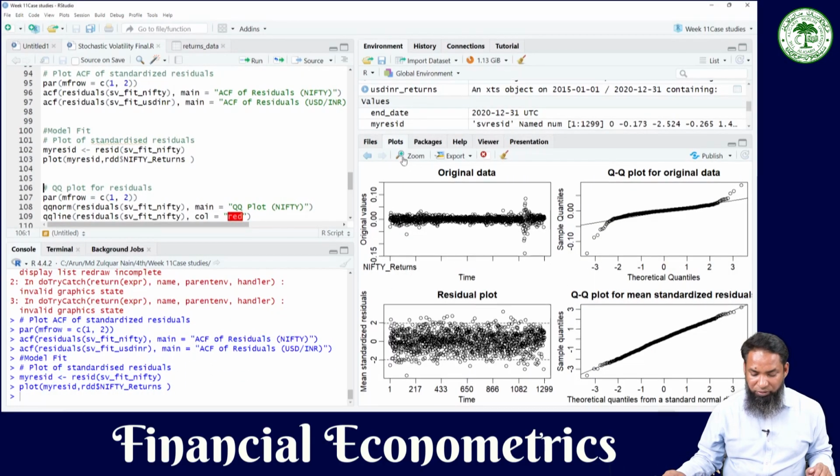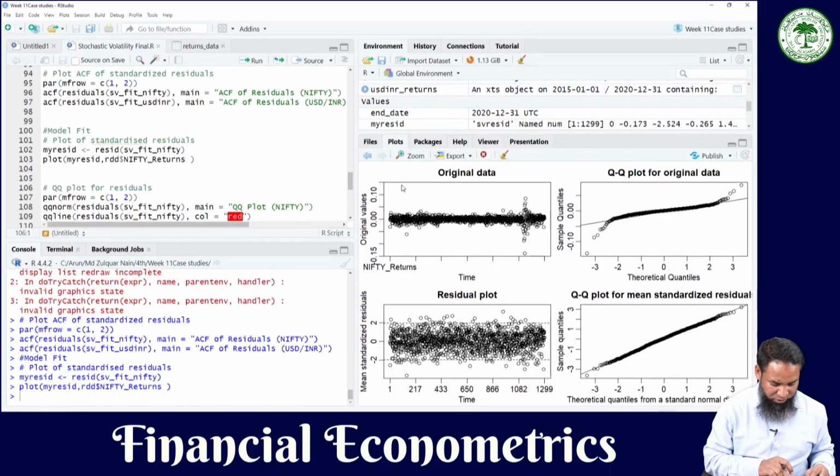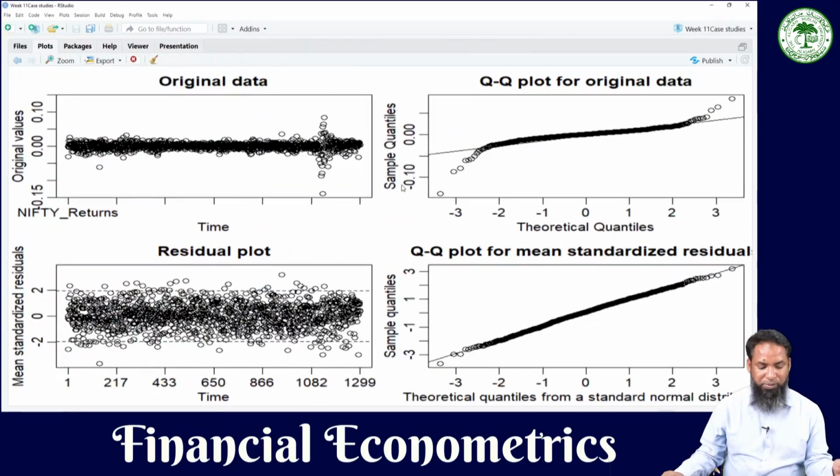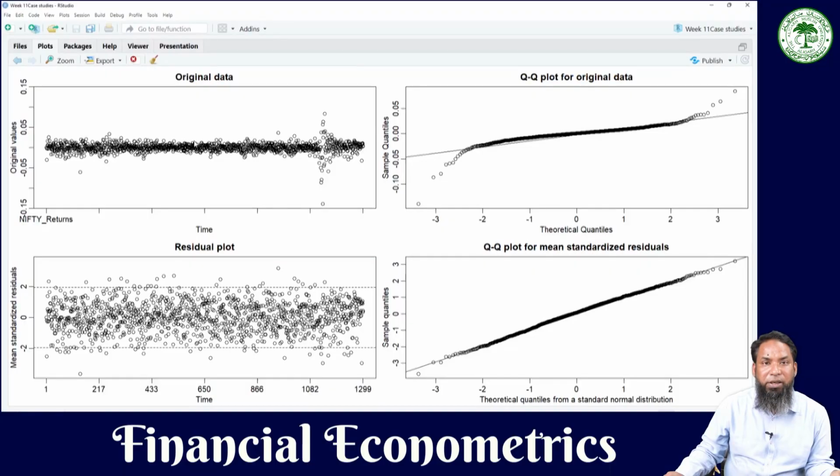So let us plot the residuals here. This is the residual we have, and from here we can observe certain aspects. This is the original data and this is the residual plot. The residual plot quite clearly shows there is no more pattern. If there is no pattern, that means there is no problem of heteroscedasticity.